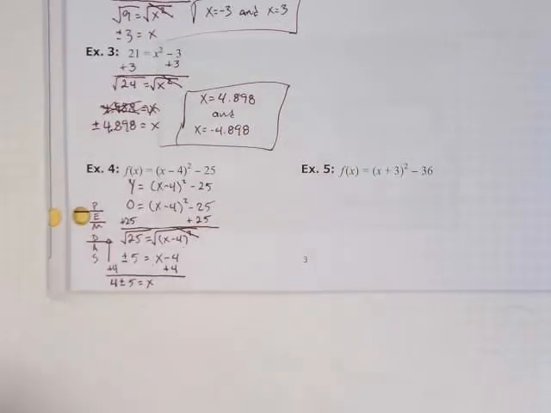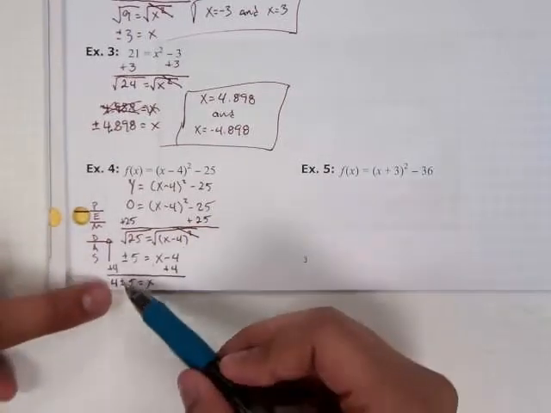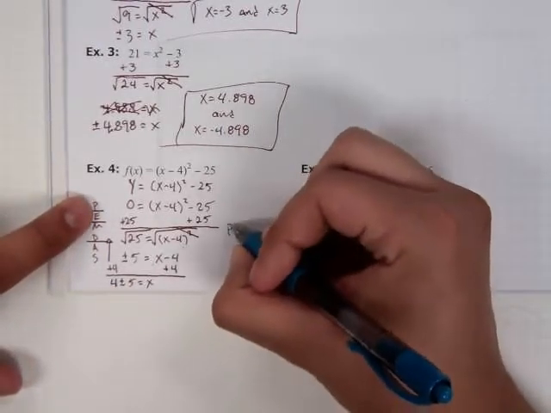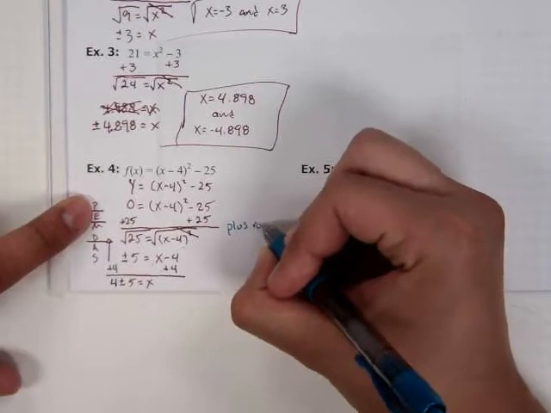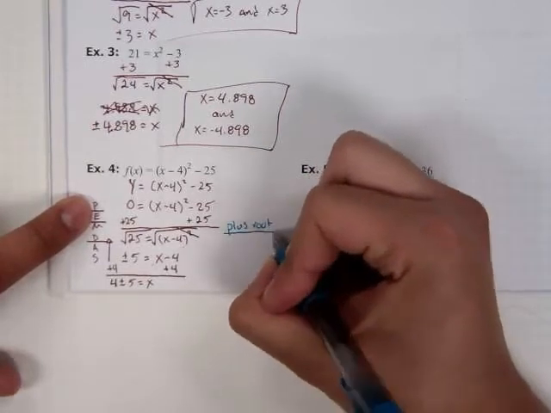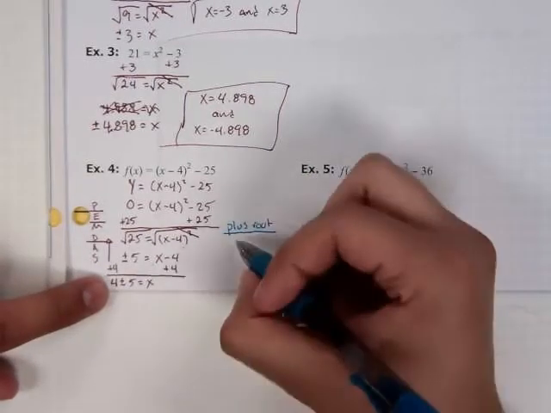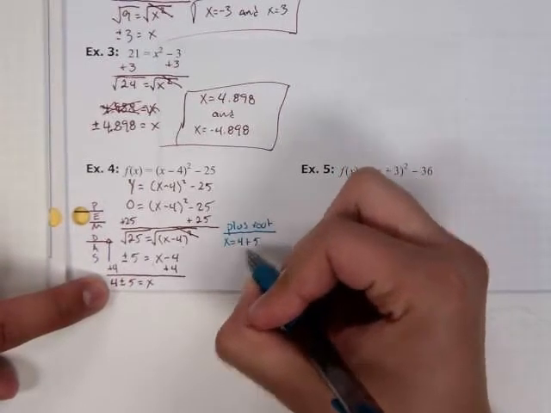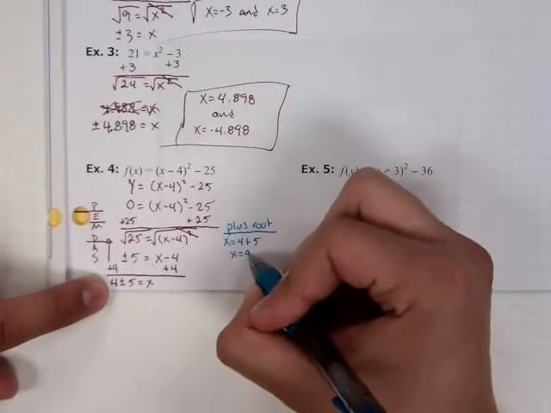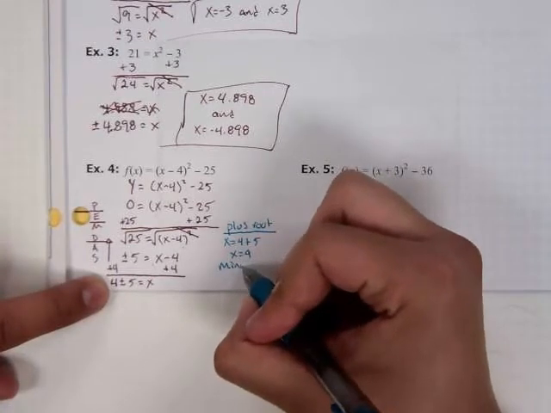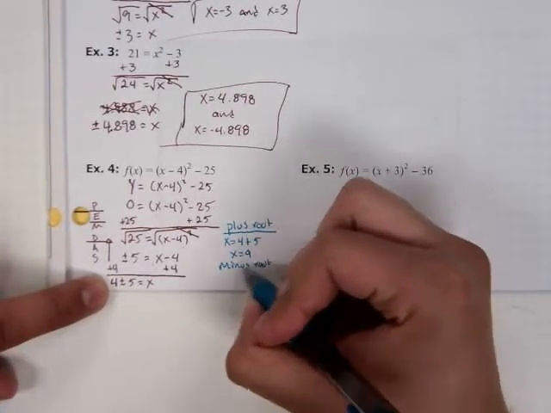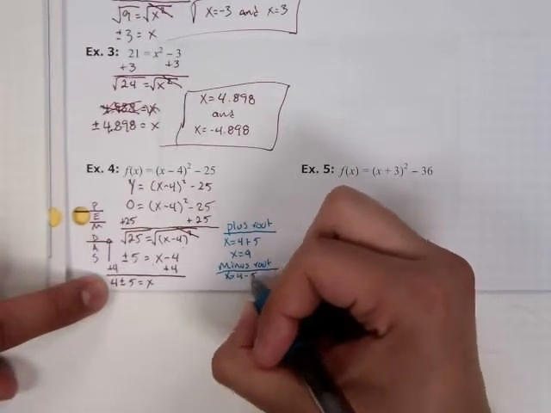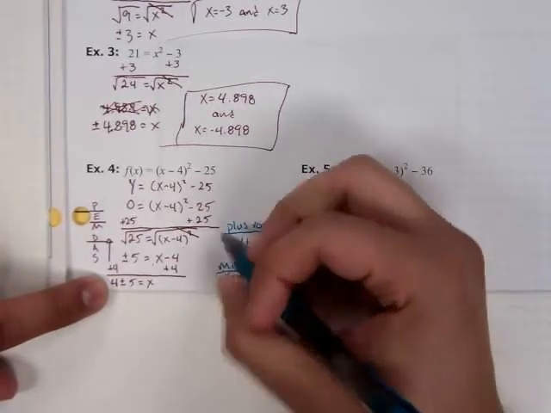So here we're going to list our answers two ways. We have a plus and we have a minus. So we're going to call it the plus root, which is the plus side of this. X is equal to 4 plus 5, which means x is equal to 9. And the minus root, which is x is equal to 4 minus 5. That means x is equal to negative 1.